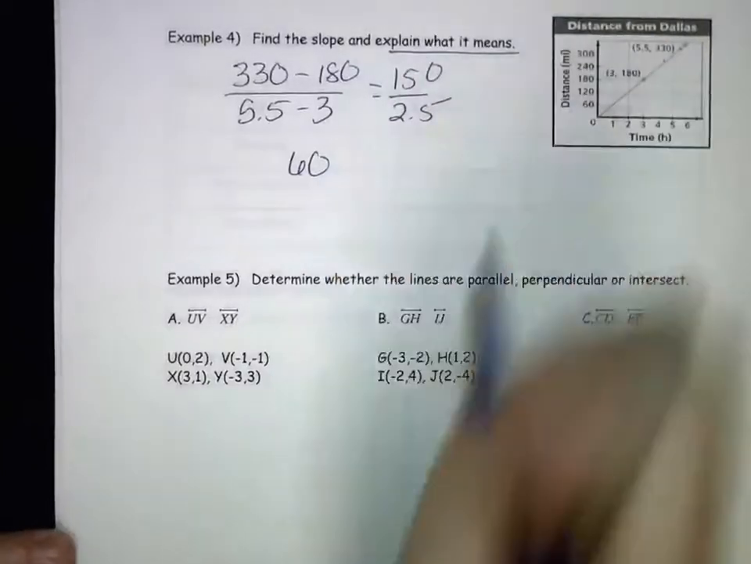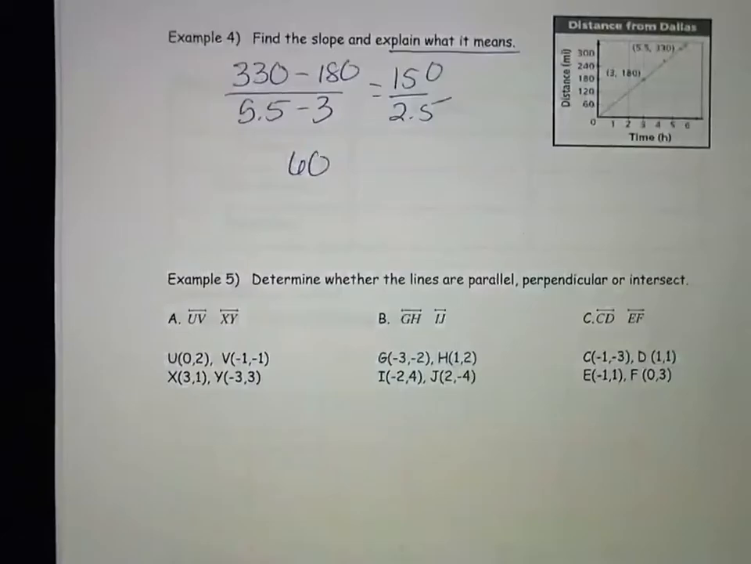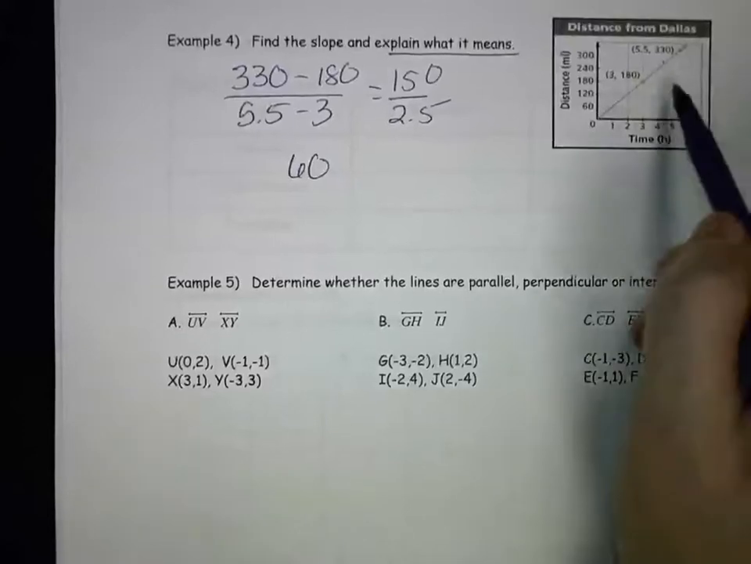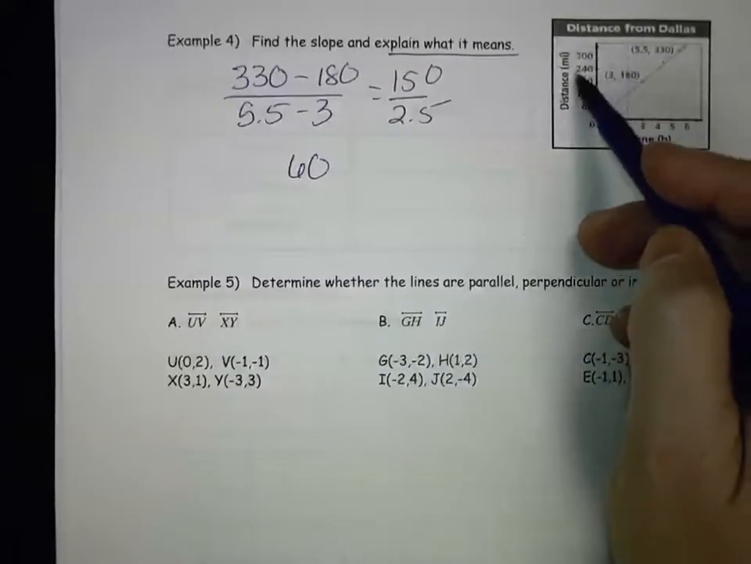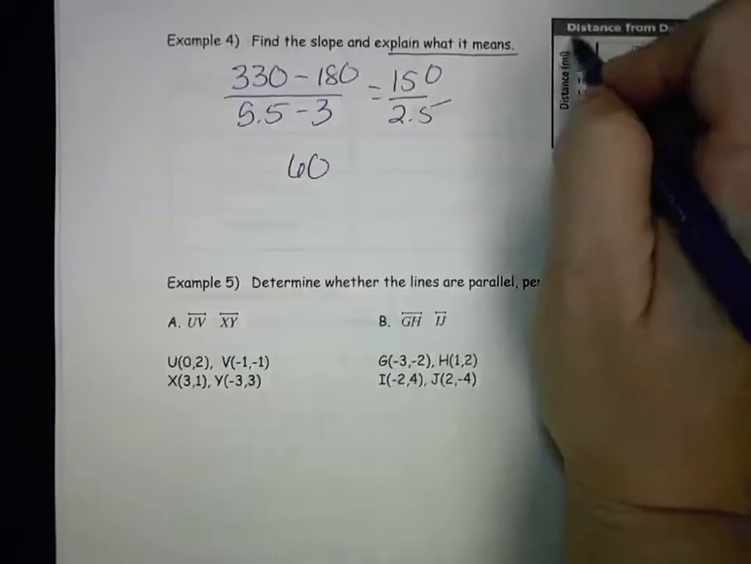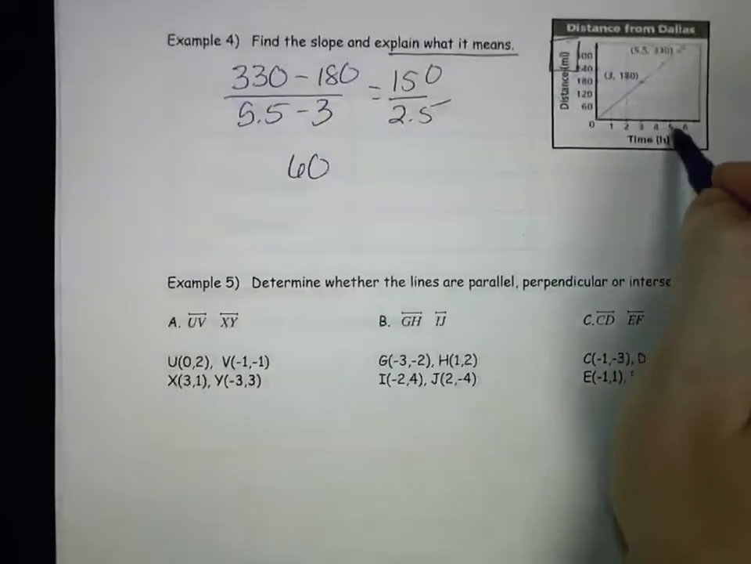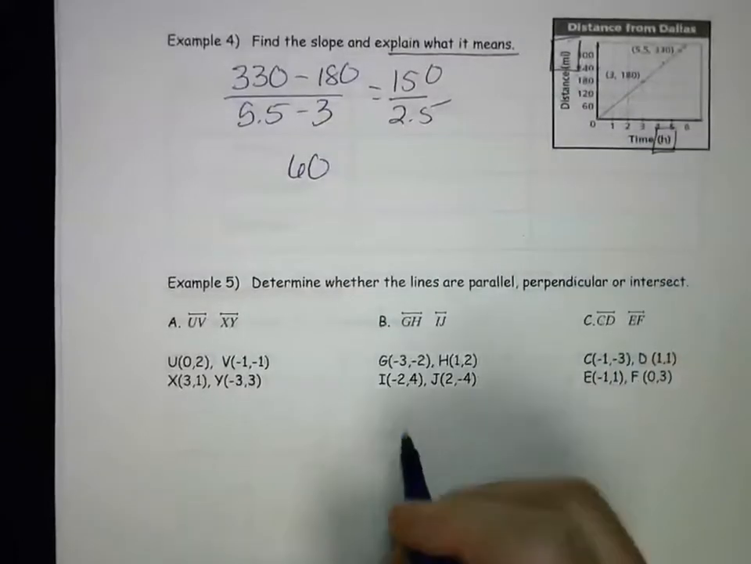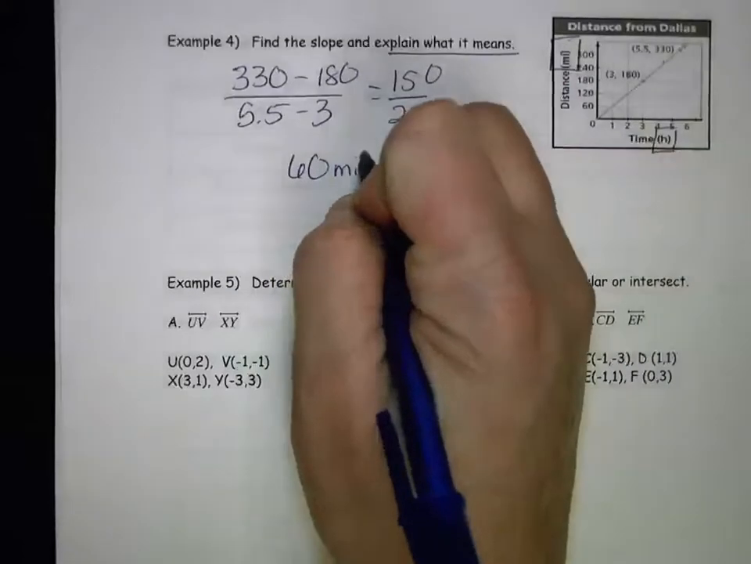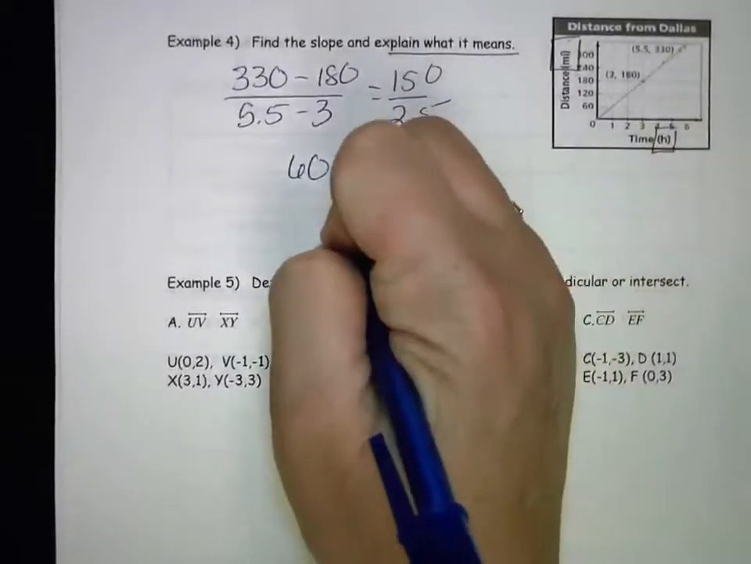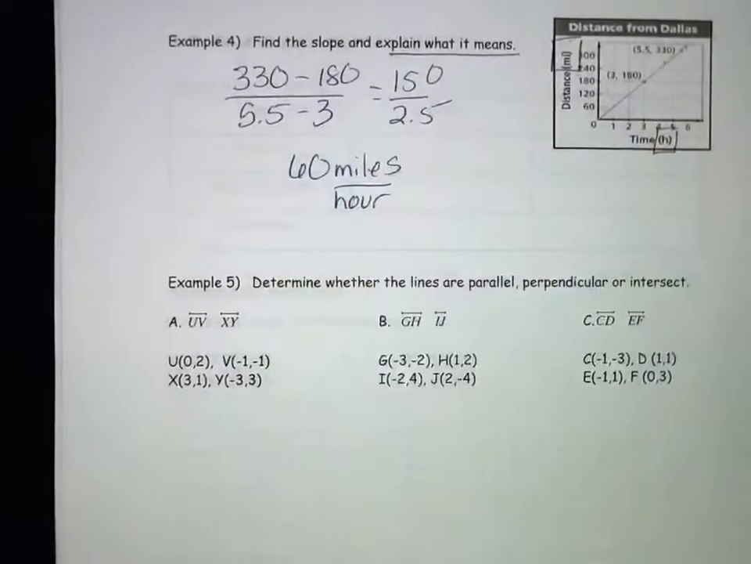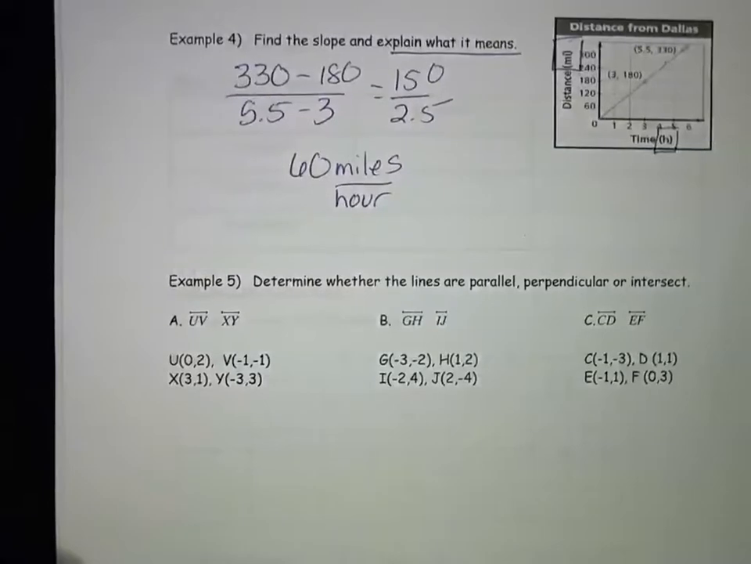We were also asked to explain what that means. Does that mean 60 students per class, $60 per hour, 60 pounds per box? If we look here, the Y's are on the top, so it's distance in miles over time, which is hours. So that means we go 60 miles in 1 hour.